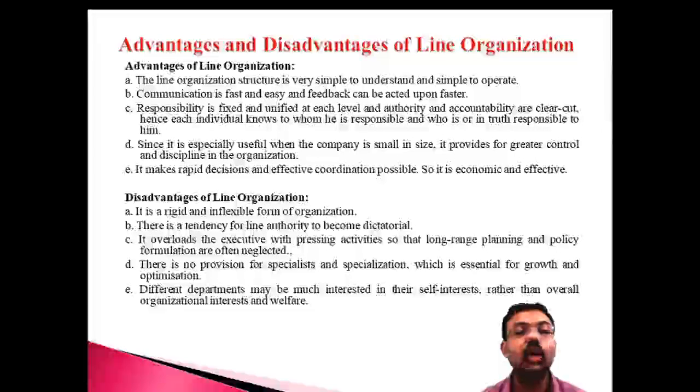The third one is that it overloads the executive with pressing activity, because a lot of experts are working at the top-level management, and there is an overload of execution with pressing activity. In the line organization there is a possibility of over-stressing and over-pressing any category of authority. That is what naturally happens. Suppose the top-level manager implements a lot of decisions, and these decisions are given to the middle-level managers, but the middle-level managers have no freedom to give any suggestion to the top-level managers. That is another important drawback of the line organization.